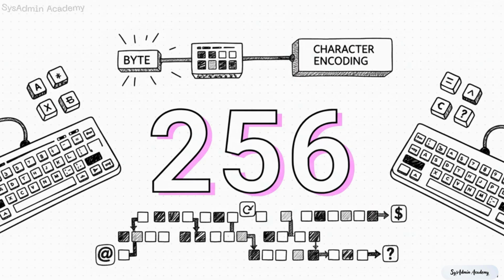With a group of just 8 bits, which we call a byte, you get 256 unique combinations. Why does that matter? Well, it's more than enough to represent every single letter, number, and symbol on your keyboard. The byte is the fundamental building block of almost all digital information.